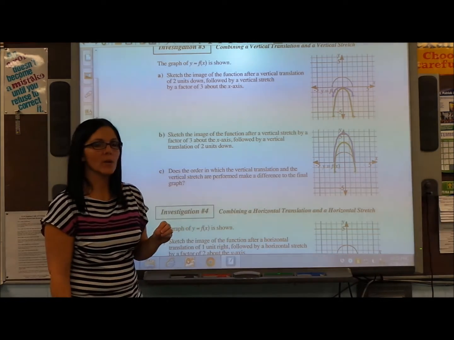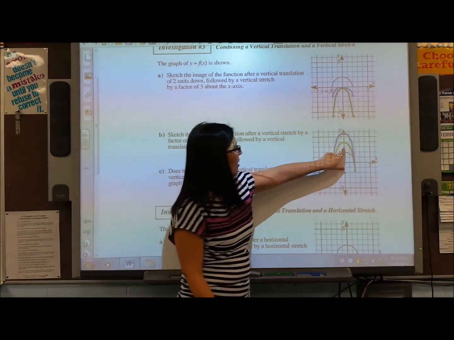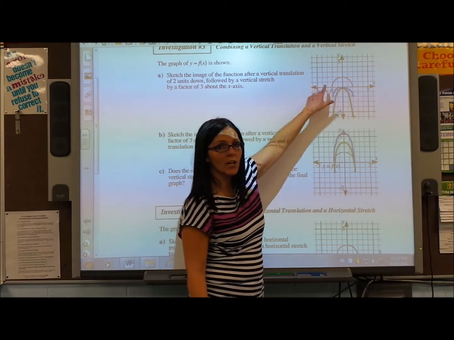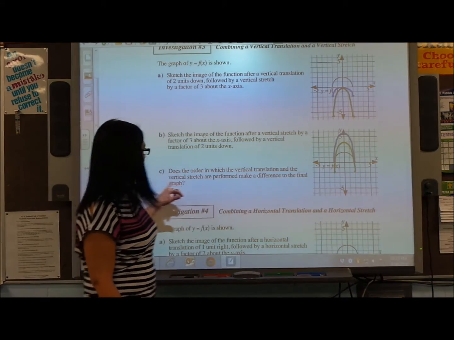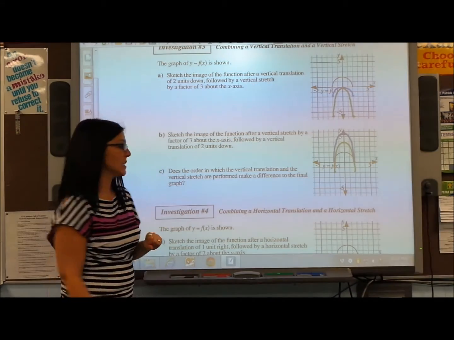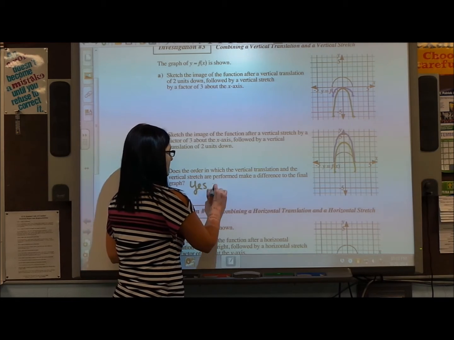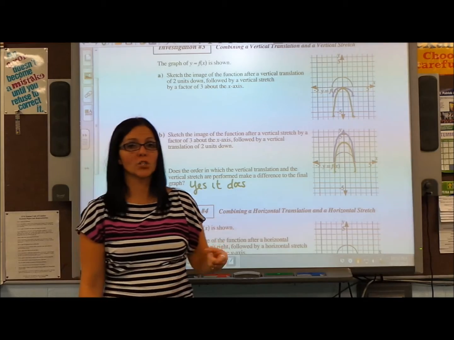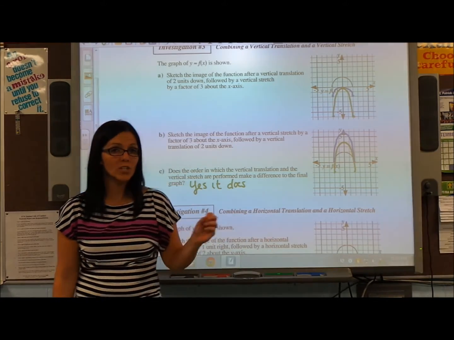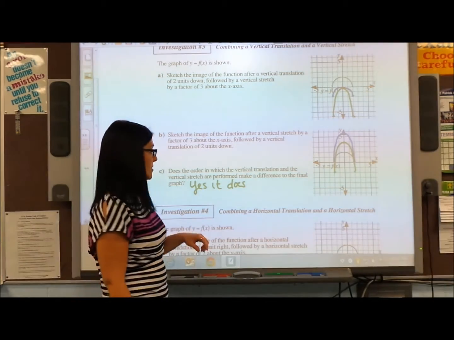Once I've taken that image and translated it 2 units down, if I compare the 2 diagrams, I notice that they're not the same picture. So does the order make a difference? Yes, it does. So if I combine a vertical stretch with a vertical translation, the order in which I do the transformation matters.